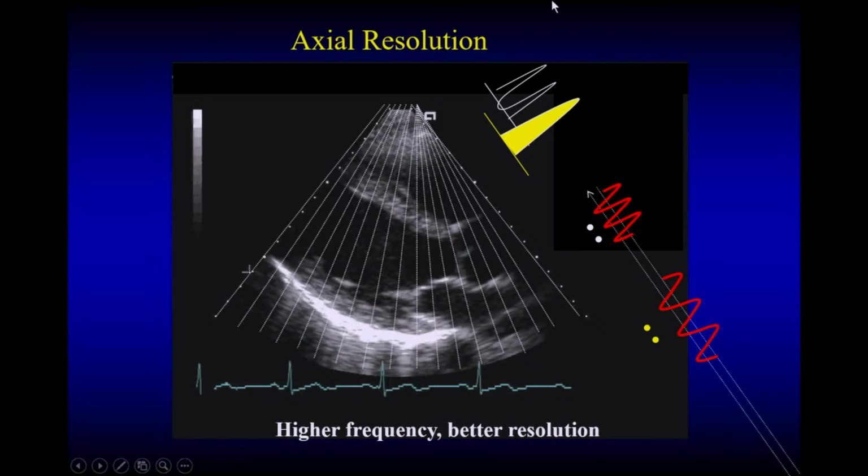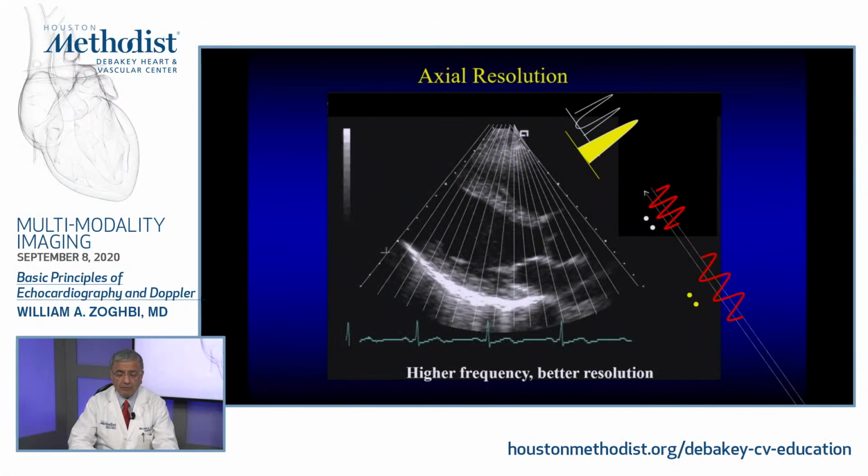We think also of two kinds of resolutions, at least for 2D. Axial resolution is in the line of the transducer beam, or the ultrasound beam. The higher the frequency, meaning the tighter these waves are, the better the resolution, so you can differentiate one dot from another. The lower the frequency, these two dots may not be differentiated, and there will be one. So one important message here is to use as high a frequency transducer as you can to have the best axial resolution.